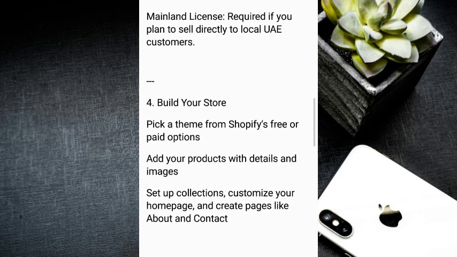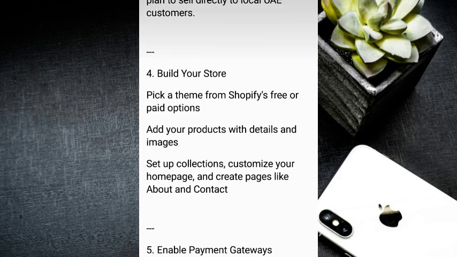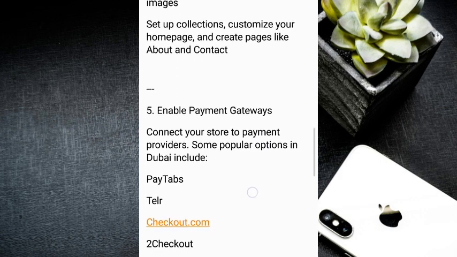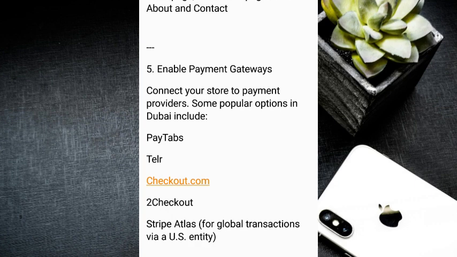Now you also need to build your store. Pick a theme from Shopify's free or paid options. Add your products with details and images, set up collections, customize your homepage, and create pages like About and Contact. Number 5, you need to enable payment gateways.